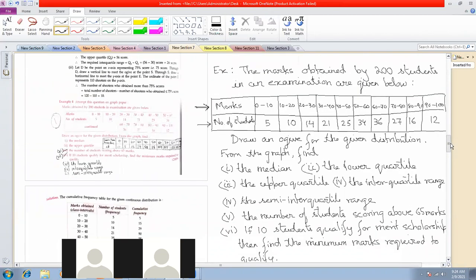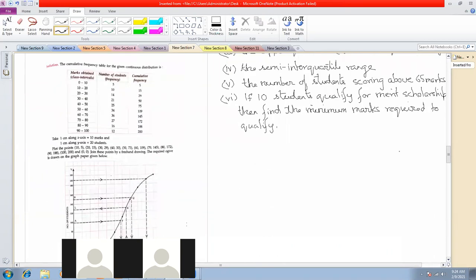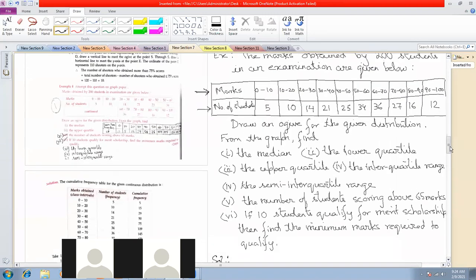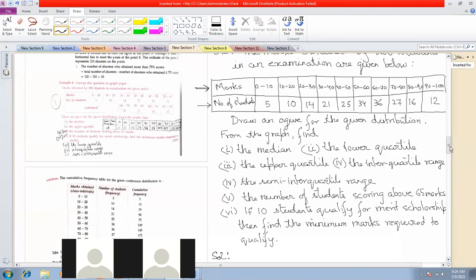Now see, in this kind of problem, first of all, we shall draw our table containing again three columns. First will be for your class intervals or class boundaries as given. Now remember something very important.